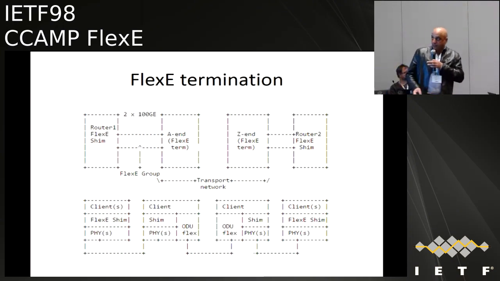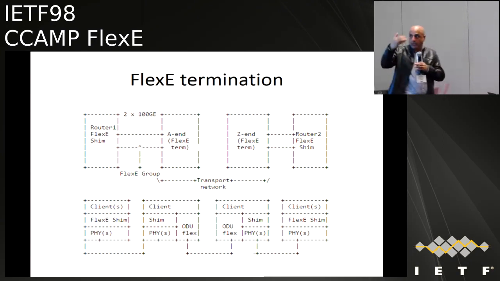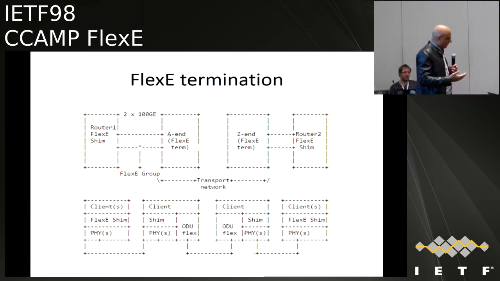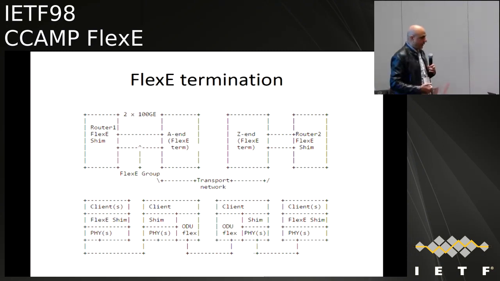Okay, so the FlexE termination case. In the FlexE termination case, basically at the first hop node, let me take an implementation example: a router to the first transport network device. It's terminated right there. So it's like a LAG, I mean, like you're just directly connected.